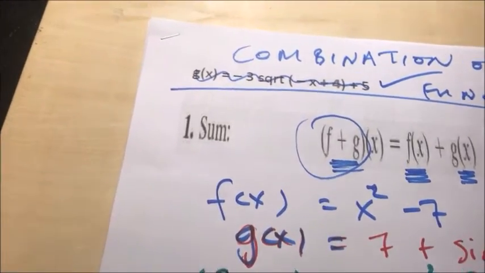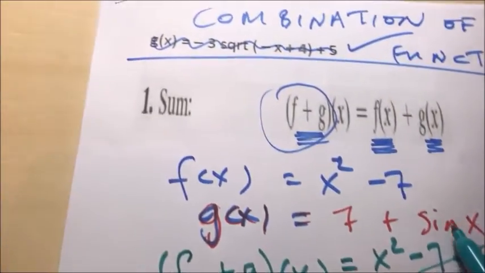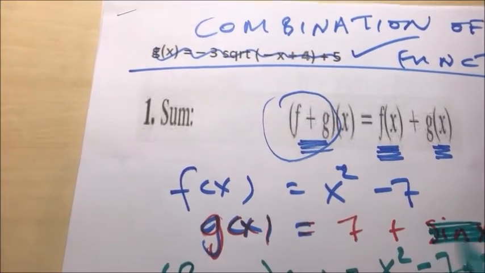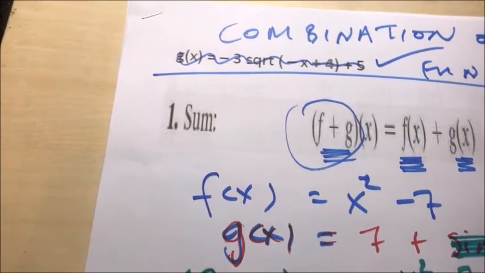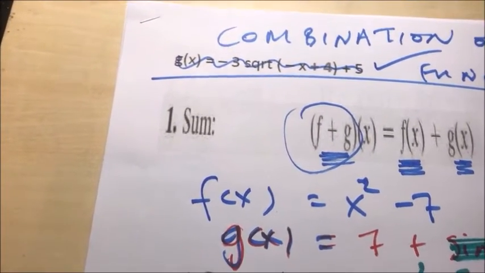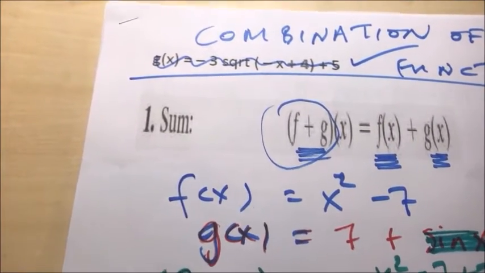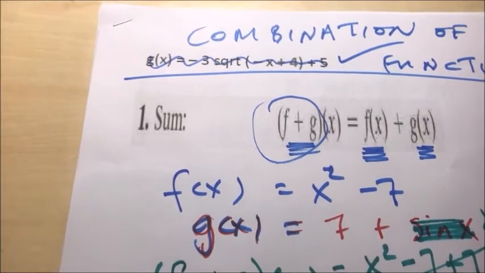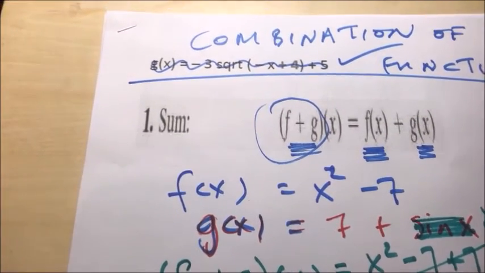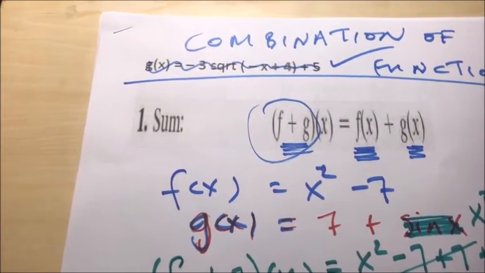I might not want to use that example. Okay, so let's not use sine x. Let's say x squared plus, let's say 7 plus x cubed. We run into some problem if we use sine x here, because there's going to be some overlapping which might not make it a function.